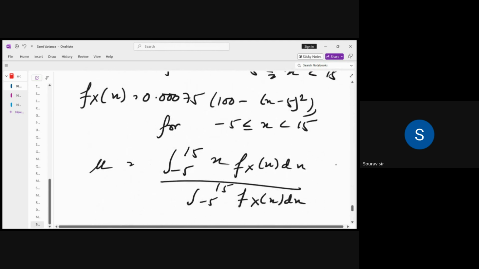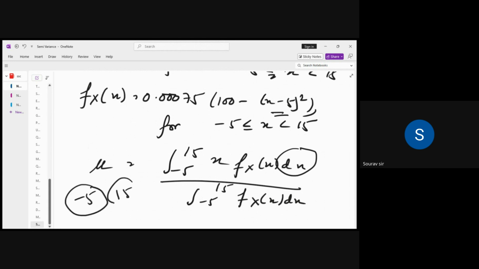So here f of x is 0.0075 times (100 minus x square). You elongate this, so x square minus 10x plus 25. Then comes a value and then differentiation of that one, accordingly, because this is dx. Then you put the value. Integral means what? Minus 5, you put one time, and 15, you put one time. Then you get the value. What you get, that is the answer.